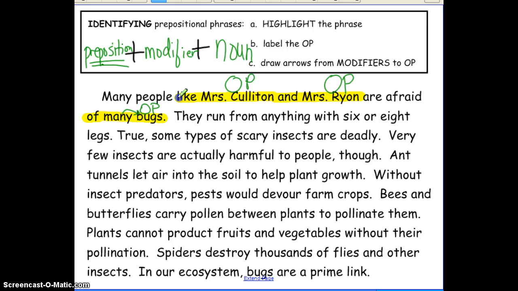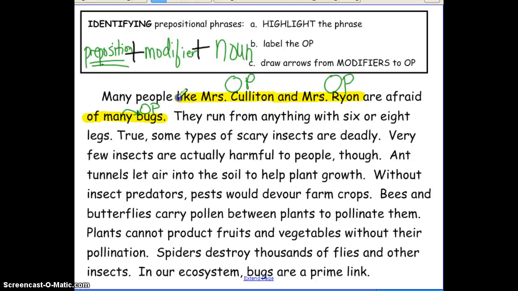Oh, start over here. Now that's the whole sentence. Now read it again. Get rid of the prepositional phrases. Just read what's left. Many people are afraid. Is that a complete sentence? Many people are afraid. It's a perfectly fine sentence. It's better with prepositional phrases, but it's fine.